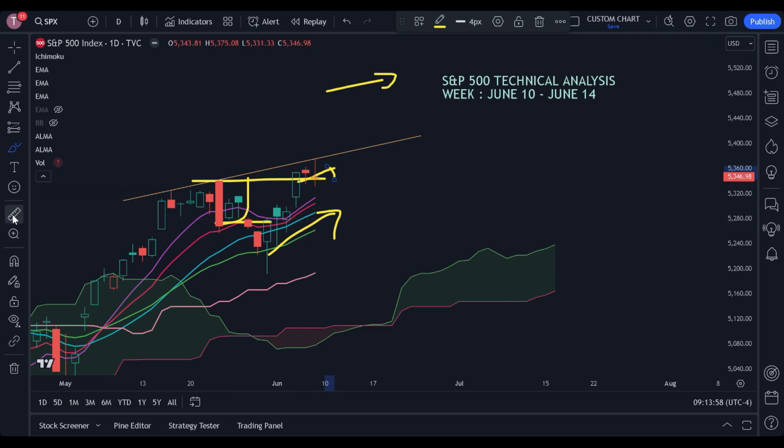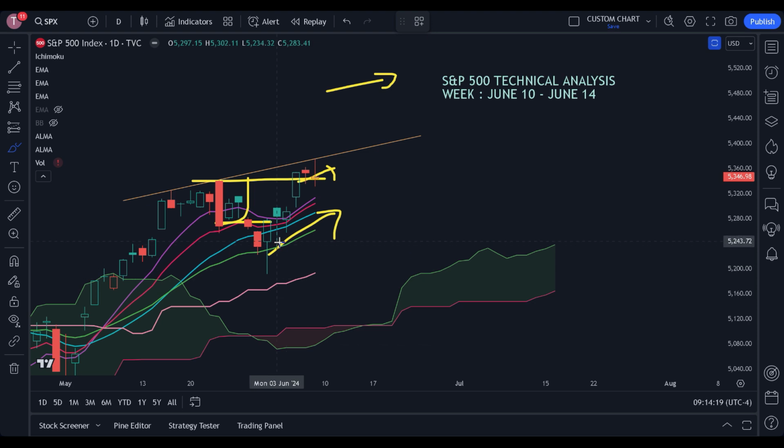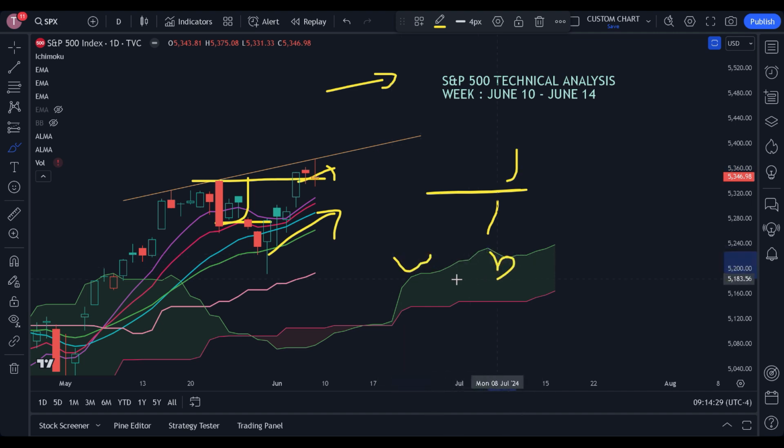Other than that, it was confirmed that on Monday, 3rd of June, irrespective of anything, there will be a tug of war between the bulls and the bears because of the difference in the weekly chart and the daily chart. And irrespective of anything, the S&P 500 will come down because of the weekly chart. Later it can trade bullish or bearish, that is different, but it will surely, 100%, come down.